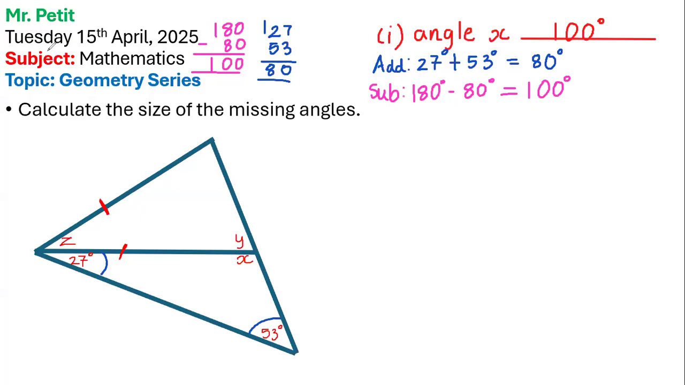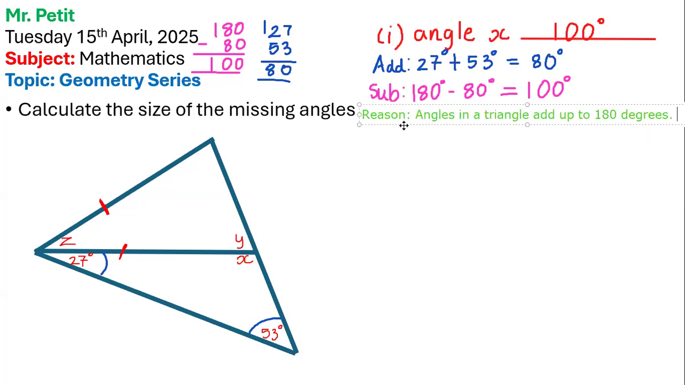What's the reason? Let me put the reason here. The reason is, class, what's the reason for this? Angles in a triangle add up to 180 degrees. Very good. That's how we got the answer for that one. Angles in a triangle add up to 180 degrees, okay?